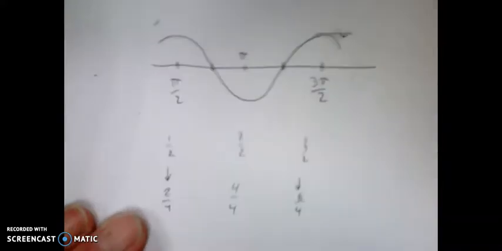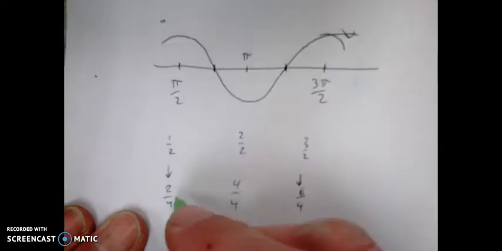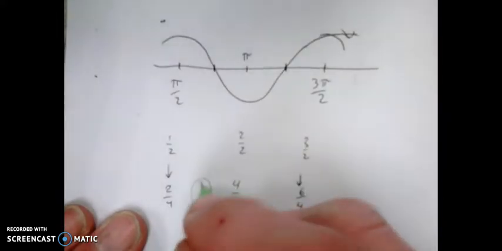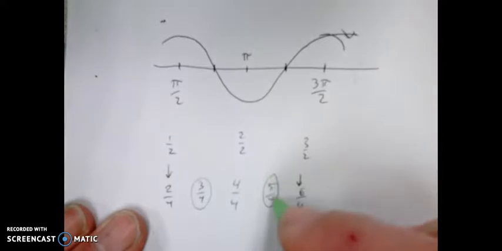Make sure this focuses here. Sorry, guys. Hopefully you can read that. 2 fourths, 4 fourths, and 6 fourths. In the middle then would be 3 fourths and 5 fourths.